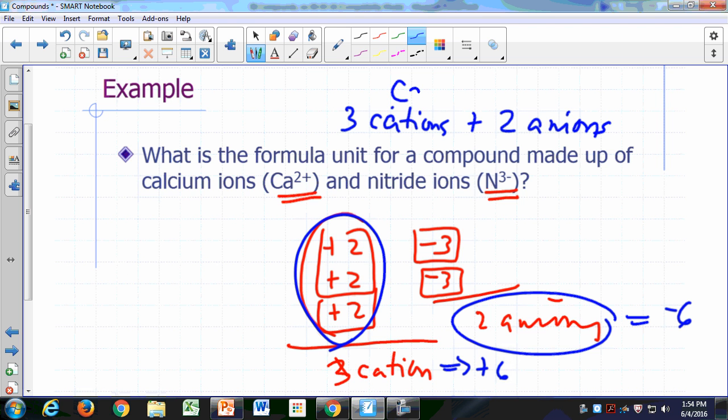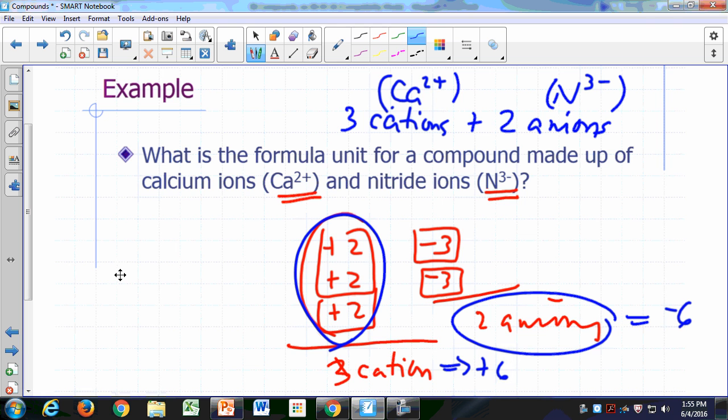So the cation in this case happens to be calcium with a charge of +2. The anion, you remember the name of nitrogen with a -3 charge? Nitride. Yeah, so you have 2 of the nitride ions. That's the formula unit for this compound. So that should be reflected in the formula of the compound.